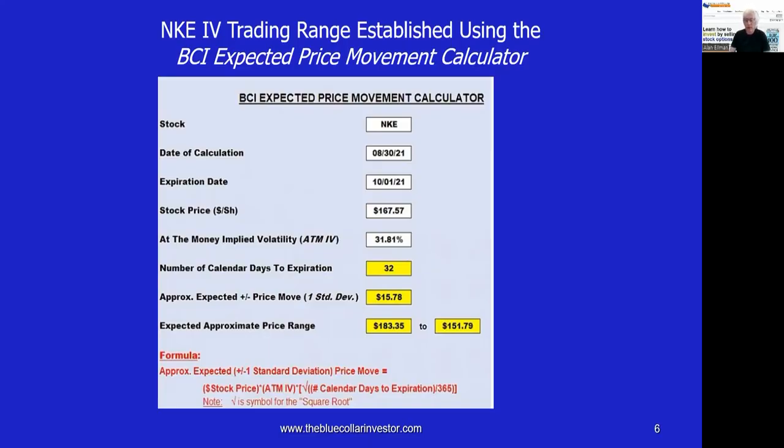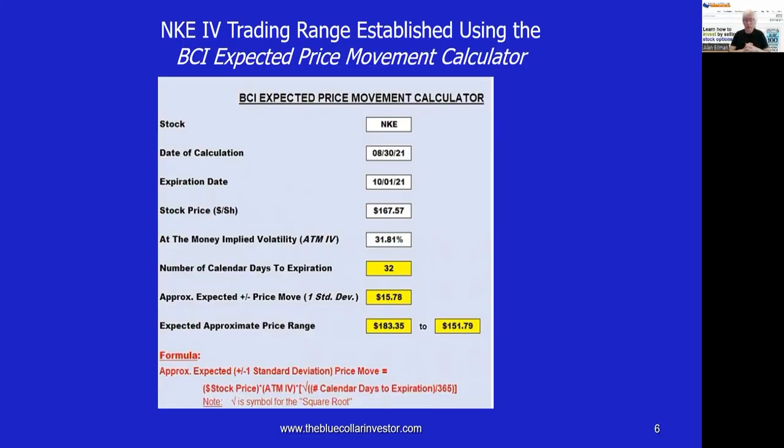So if we were selling, for an example, an out of the money put or an in the money call, we would seek that 150-179 low end of the range, which would be accurate 84% of the time. If we were portfolio overwriting and we didn't want our shares exercised and assigned and sold, we would be looking at that 183.35 upper end of the trading range, which would be accurate 84% of the time.